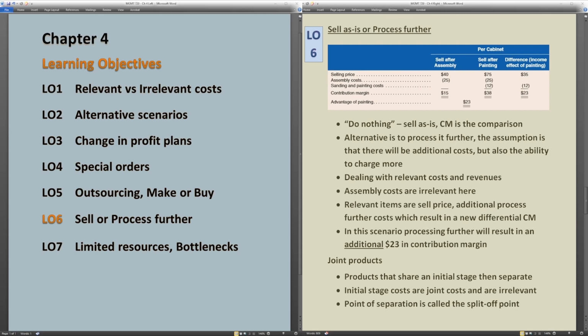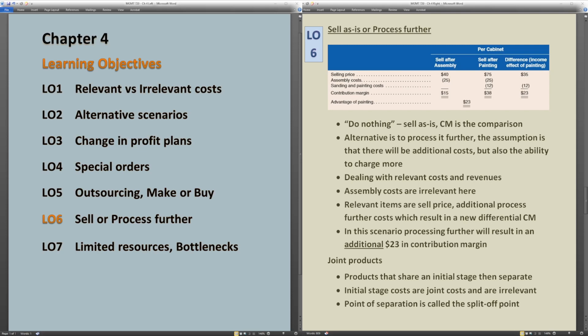That is, the difference is $0 for sell after assembly and $12 for sell after painting. So when we look at the differential analysis, there's an increase in the selling price of $35 and an increase in cost of $12, for a total increase in contribution margin of $23. Notice we're basically looking directly at whether the increase in the selling price, $35, more than compensates for the increase in cost, which was $12. And it does.